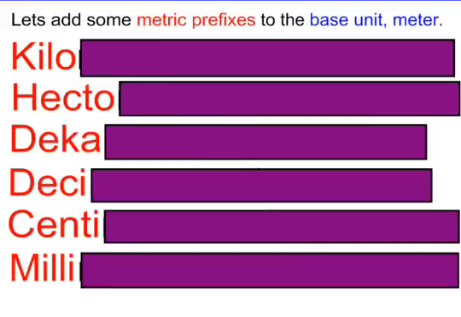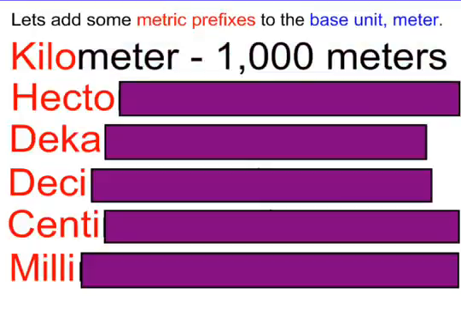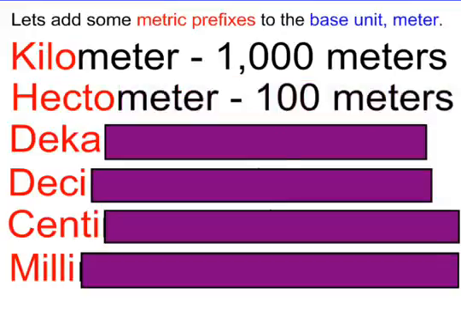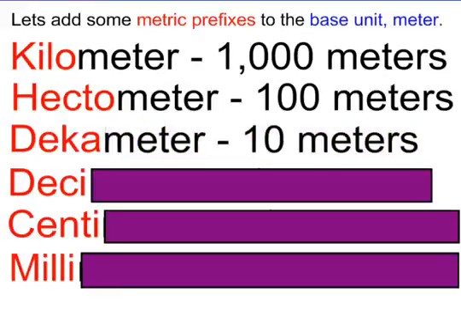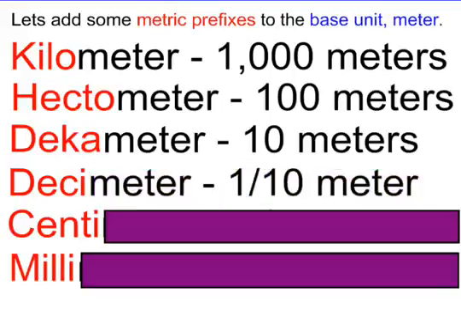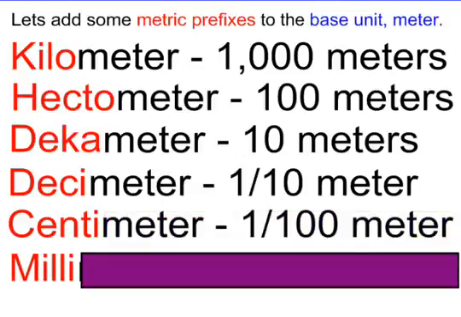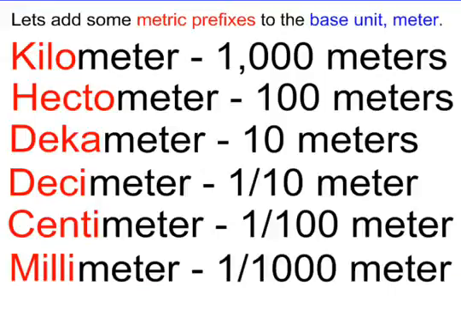Now, if we were to take those prefixes that we just talked about and attach them to the base unit meter, a kilometer would be 1,000 meters. If you take hecto and attach it to the word meter, it's a hectometer, you would have 100 meters. A decameter would be 10 meters. A decimeter would be 1/10 of a meter. A centimeter, which is very small, it's like the width of your finger, would be 1/100th of a meter. And a millimeter is really small. That's 1/1000th of a meter. You could think of that as maybe the thickness of a dime.